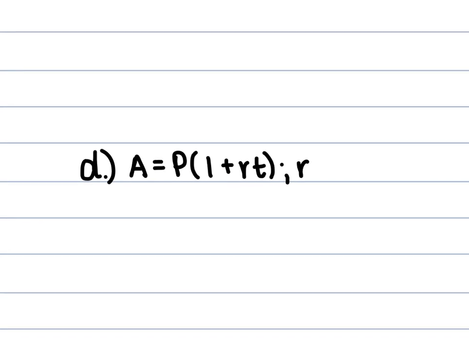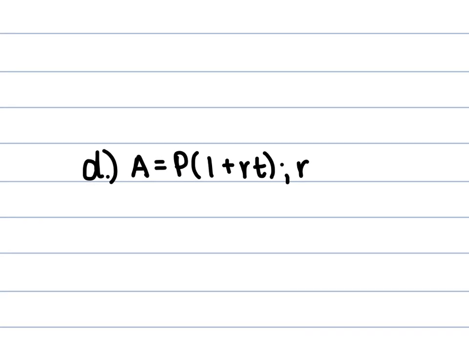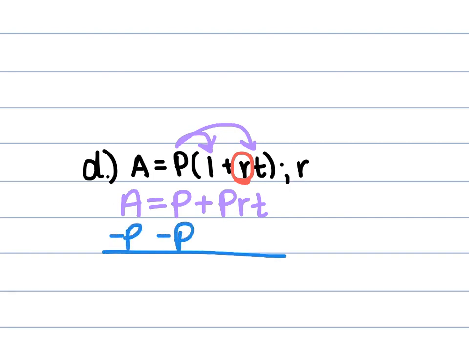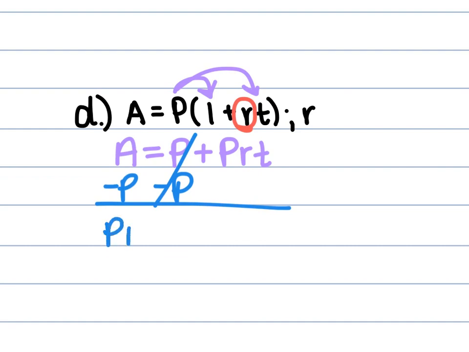If we look at D, we have A is equal to P times 1 plus R times T, and we're getting R by itself. Okay, so we want to undo that distribution first. We can divide each side by the P, or we can distribute the P. It's totally up to you. If we were to distribute the P, we would have A is equal to P plus P times R times T. The P would have to be subtracted, and we'd be left with P times R times T is equal to A minus P.